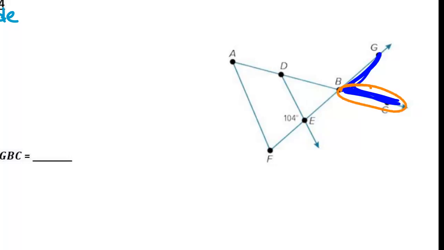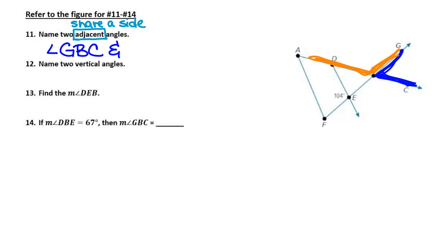So it either has to share this side or it has to share this side. So I could do this angle up here, DBC, or EBC, or you could call this one up on top ABC. You could call the one down on the bottom CBF. Any of those would be correct.